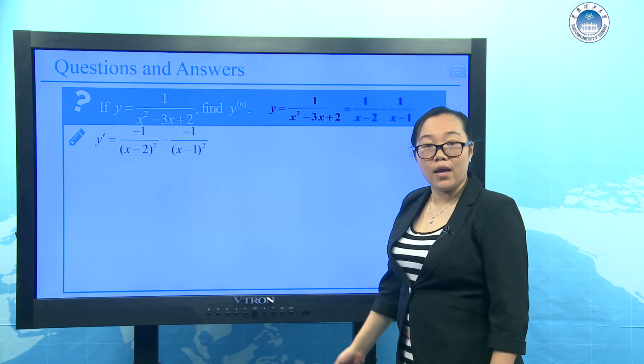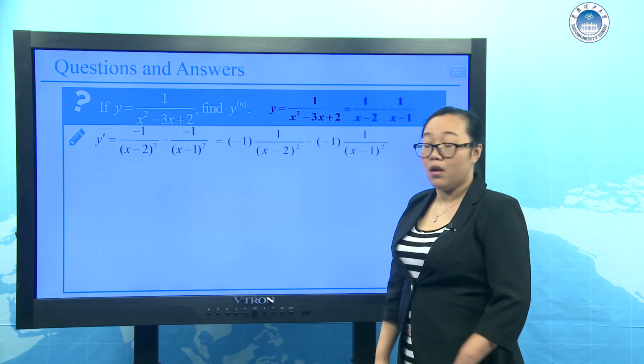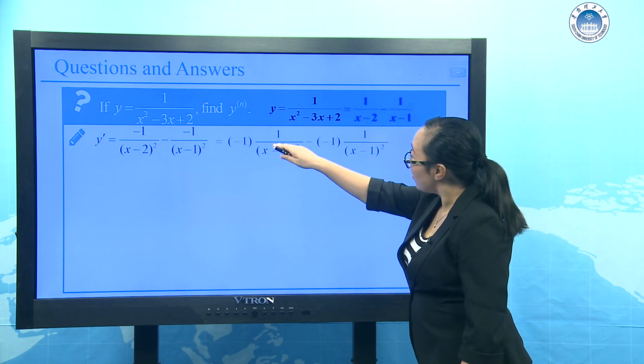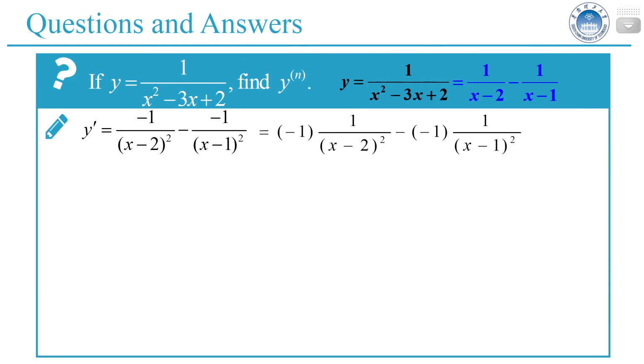So again, the derivative for this: how to do it? We can write it as a special case: minus 1 times 1 over (x minus 2) squared, minus minus 1 times 1 over (x minus 1) squared. Why write it in this form? It is very easy for us to get some conclusion.